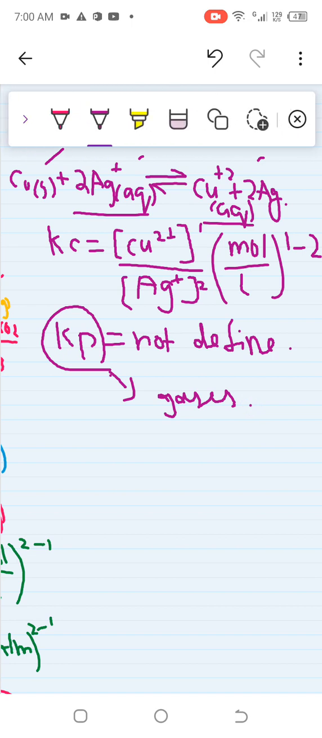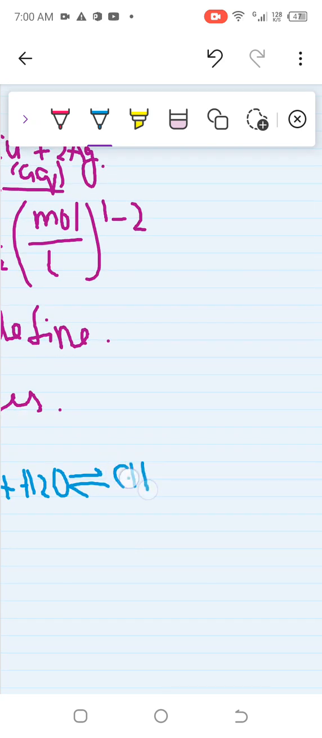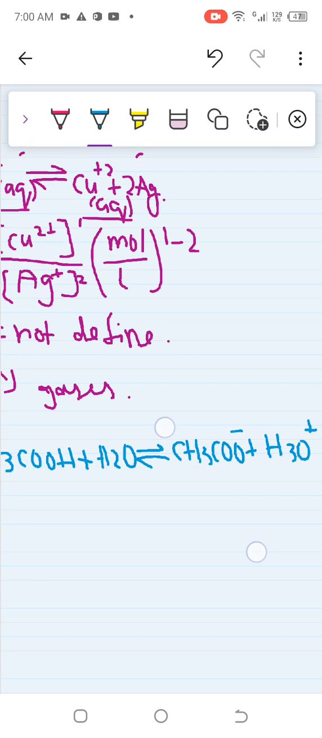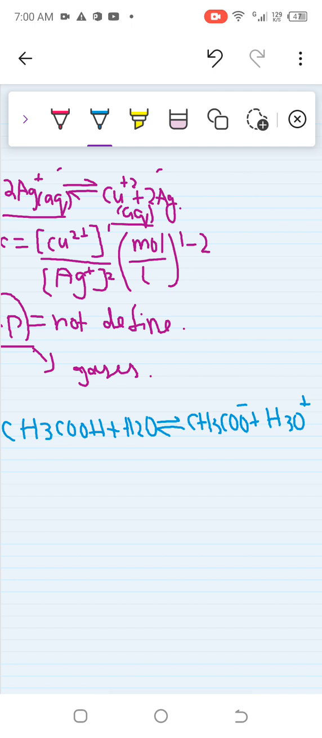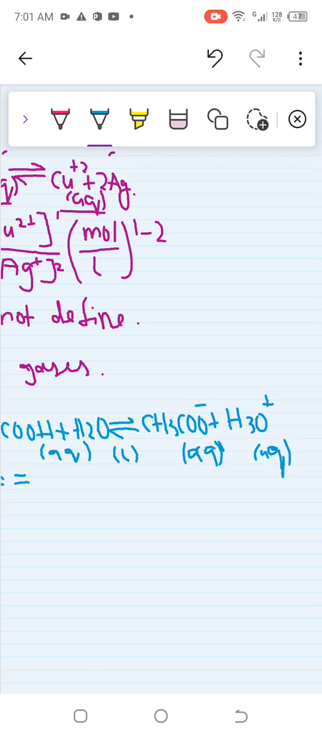Now we have the last example. Let's have a look. CH3COOH plus H2O gives CH3COO minus plus H3O plus. Here for Kc, we put the aqueous species, which are in the aqueous state. So remember, we take the aqueous ones.